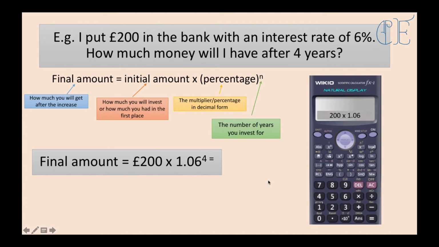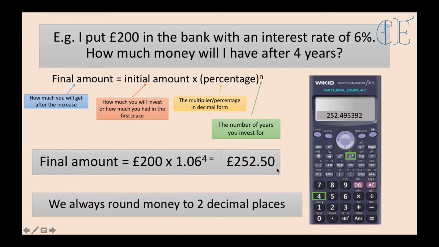Okay, so I would put my 200 times 1.06 in, and then I would click this button here, and then I'll press 4, and my 4 would appear just there. Then I would press equals, and it would tell me that my final amount over the 4 years is £252, and then 495392 pence. So we always have to round it up to 2 decimal places with money. So 49 would be 50 pence.